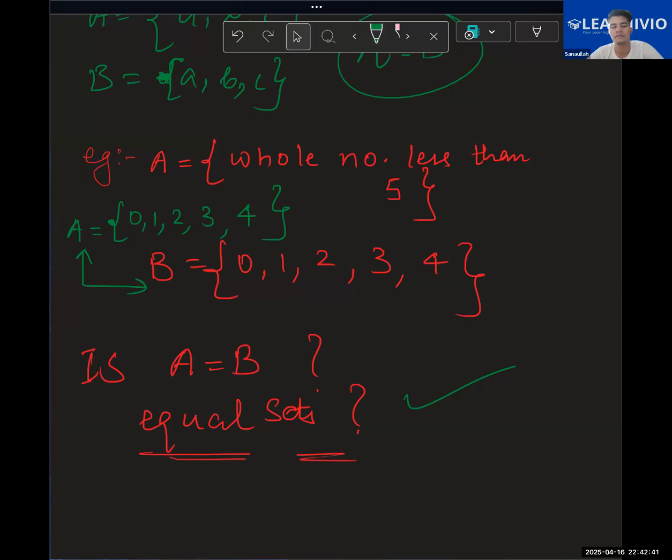So this was null set, finite set, infinite set, equal set, right? So these are some important types of sets. Understood? Yes, sir.